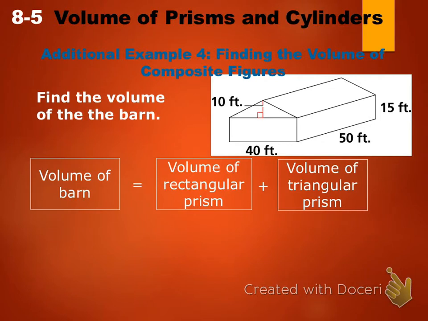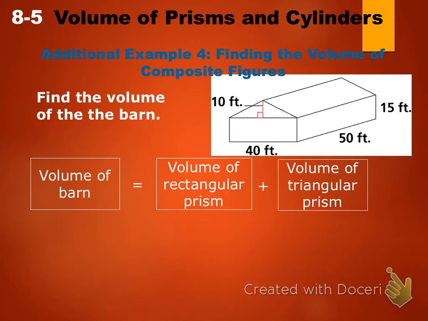So now what do we do when we are trying to find the volume of a composite figure? Just like when we found the area of a composite figure, we're going to break the figure up into shapes that we do know. By looking at the volume of this barn, we can see that the volume of the barn is going to be the volume of the rectangular prism plus the volume of the triangular prism.